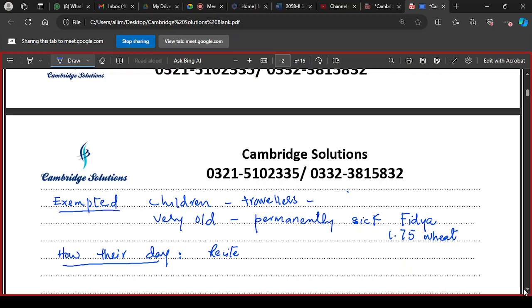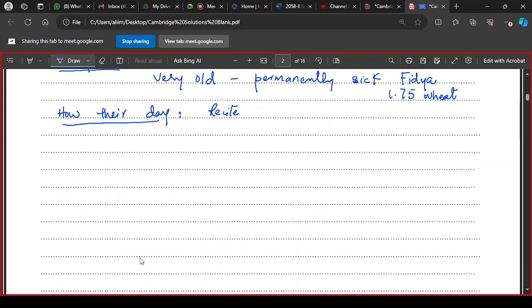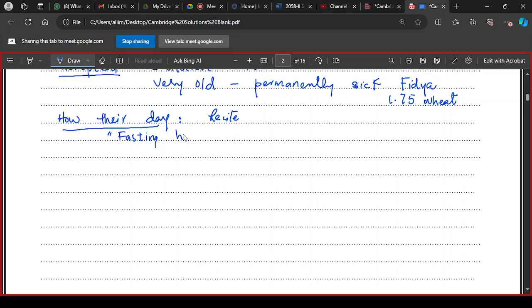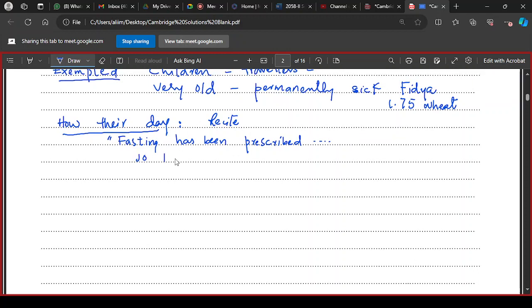Identify that this month, the month-long abstinence, has been made obligatory on the Muslims. You can quote the Quranic verse that fasting has been prescribed upon you as it was prescribed to those before you, so that you may learn self restraint. What is the purpose? The purpose is to develop self restraint or self control.